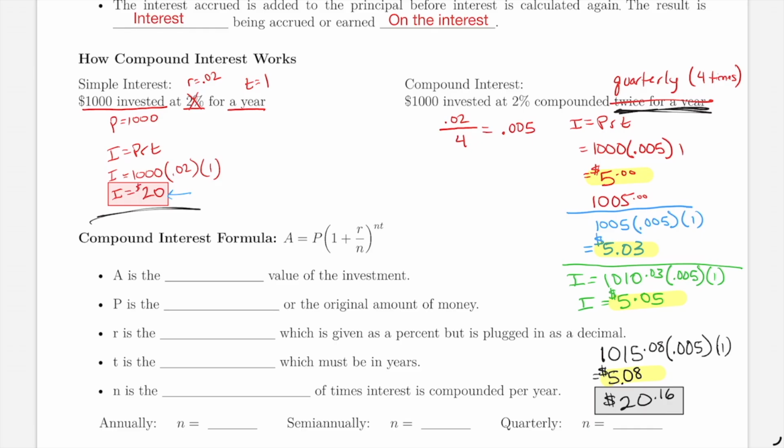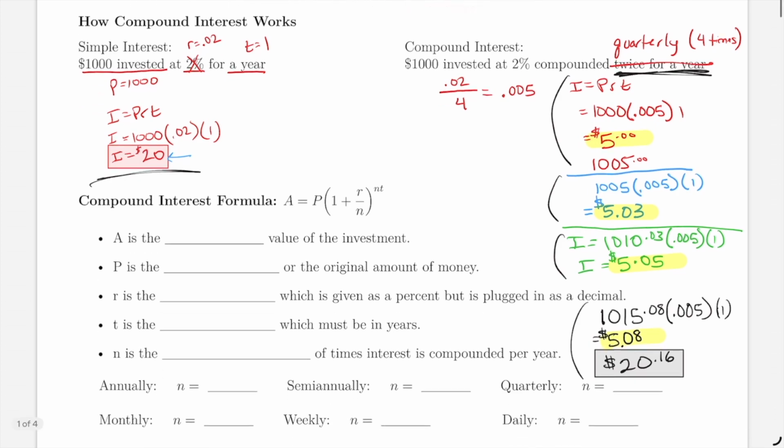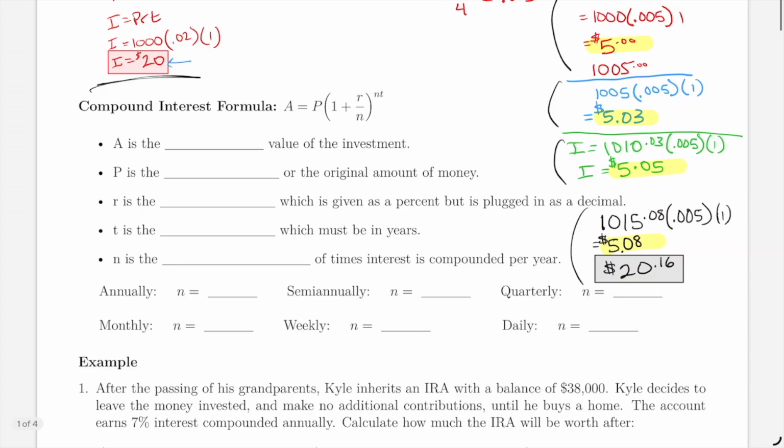This is a whole lot of work. If only there was a nice way of doing this so we didn't have to do 1, 2, 3, 4 steps. And this is, of course, only for 1 year. Well, that's where our compound interest formula comes in. The compound interest formula is this one right here, which is just A equals P times the quantity 1 plus R over N to the NT power.